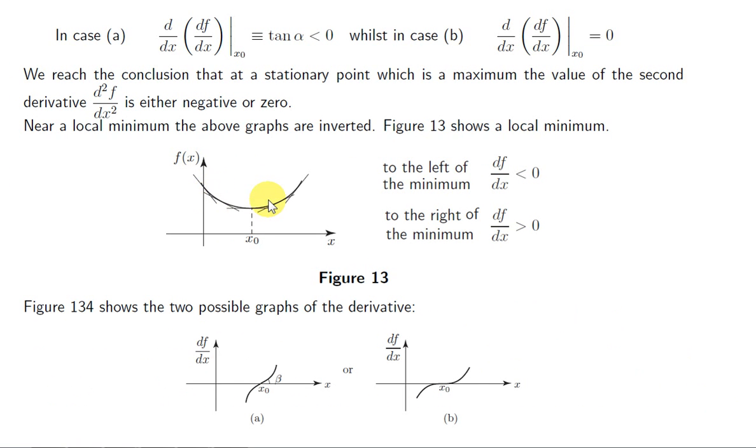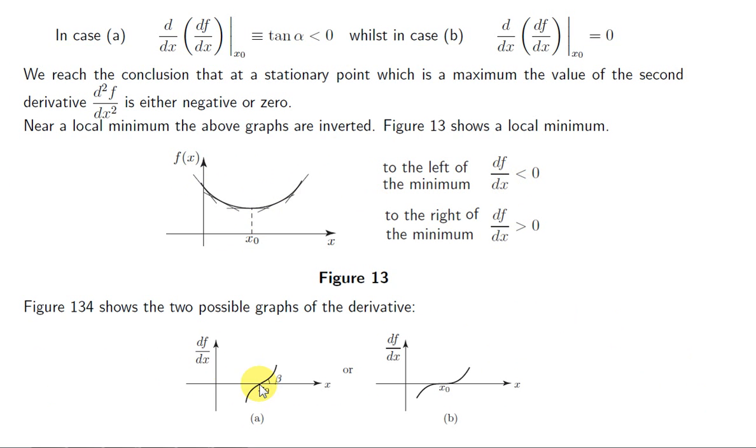Now let's look at a graph of the local minimum. We can see that the derivatives are negative for values of x less than x0. So the derivative df dx is less than 0. And for values of x greater than x0, the derivatives are positive. The slopes of the tangents are positive. Lines are sloping this way.